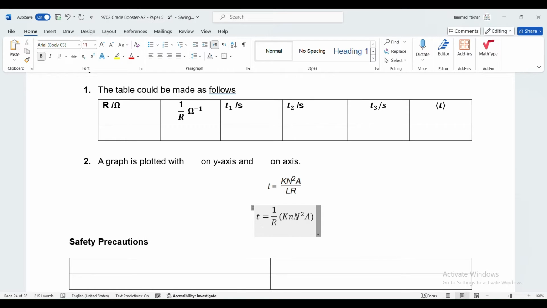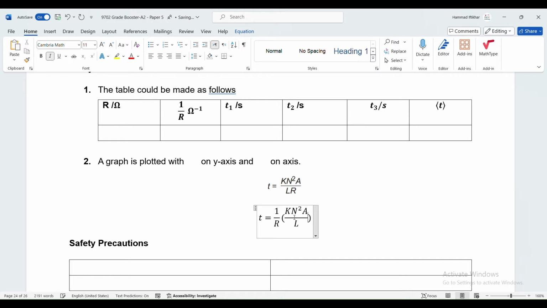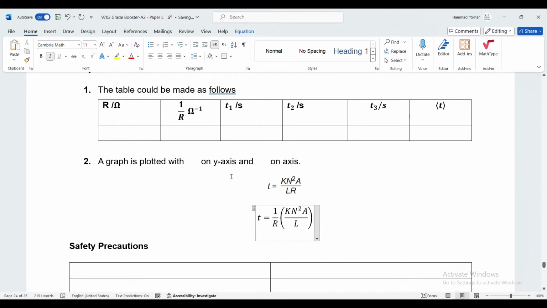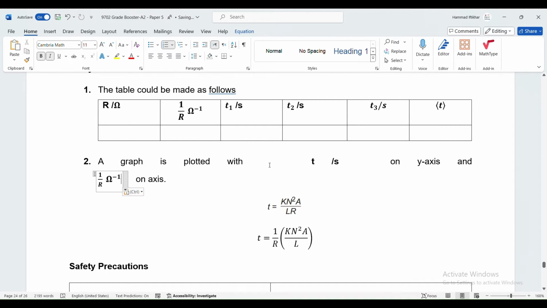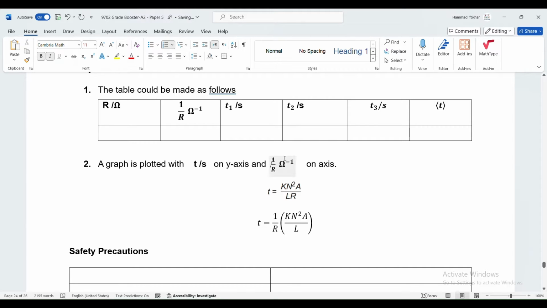Oh, sorry, not this, extra small n over L. That's it. Now t per second is on the y-axis, and 1 over r is on the x-axis. One over r per ohm. So the units are very important.